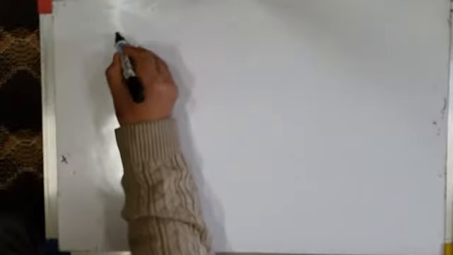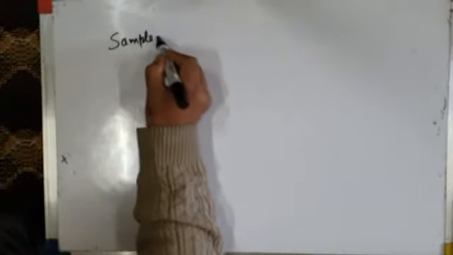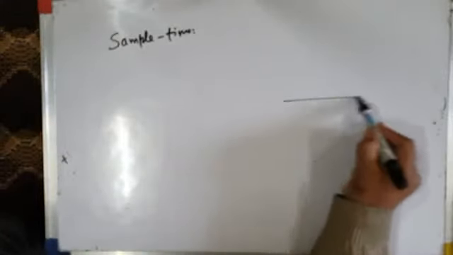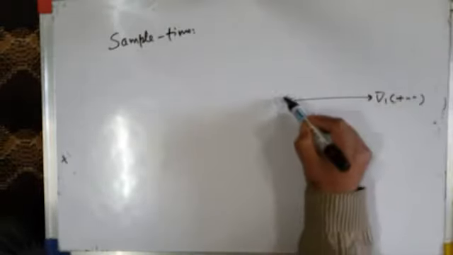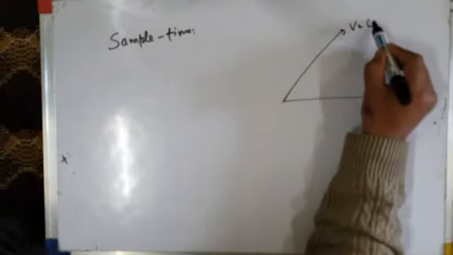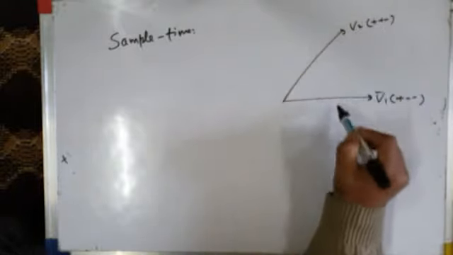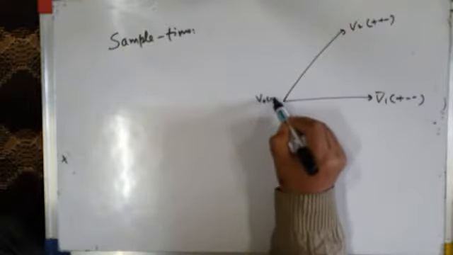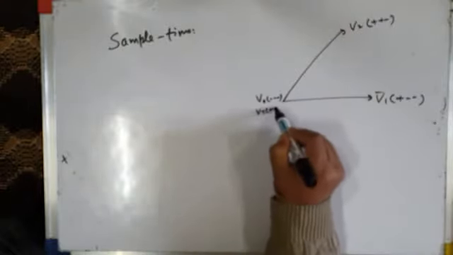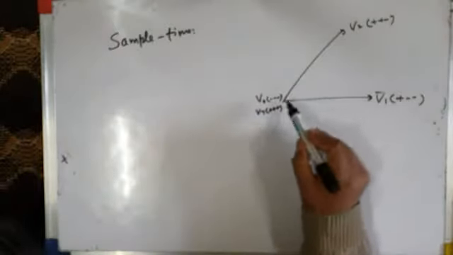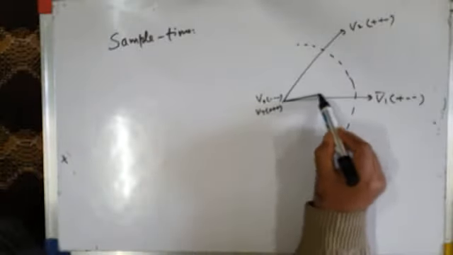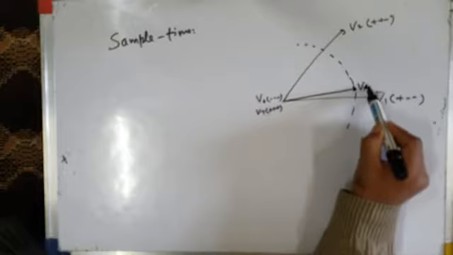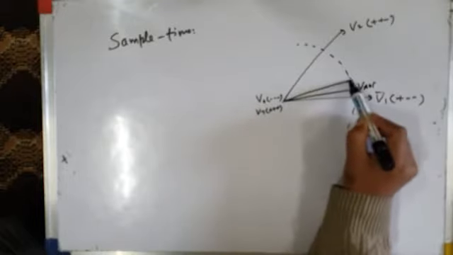Now, as far as the sample time is concerned, say for example I take sector 1. This is V1, plus minus minus, and this is voltage space vector V2, which is plus plus minus, and this is V0, minus minus minus, and this is V7, plus plus plus, the zero voltage vectors. And this is the circular trajectory in which I want to create a reference vector. This is Vref. I can produce Vref rotating like this.